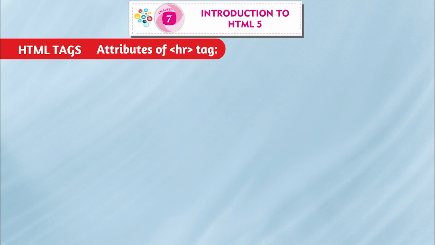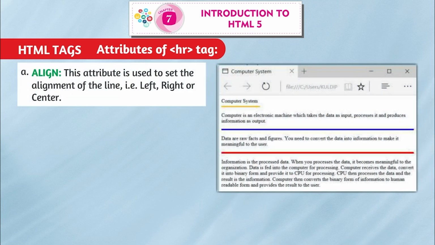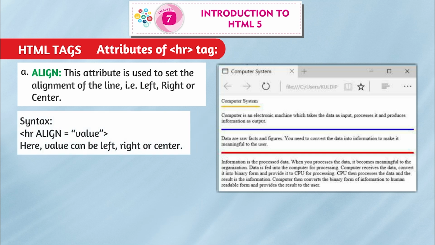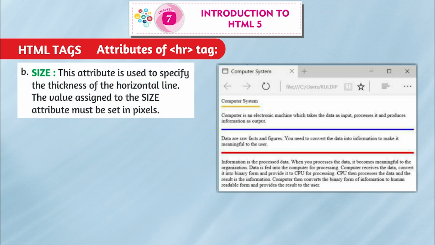Attributes of HR tag. A. Align. This attribute is used to set the alignment of the line that is left, right, or center. Syntax. Here, value can be left, right, or center. B. Size. This attribute is used to specify the thickness of the horizontal line. The value assigned to the size attribute must be set in pixels.